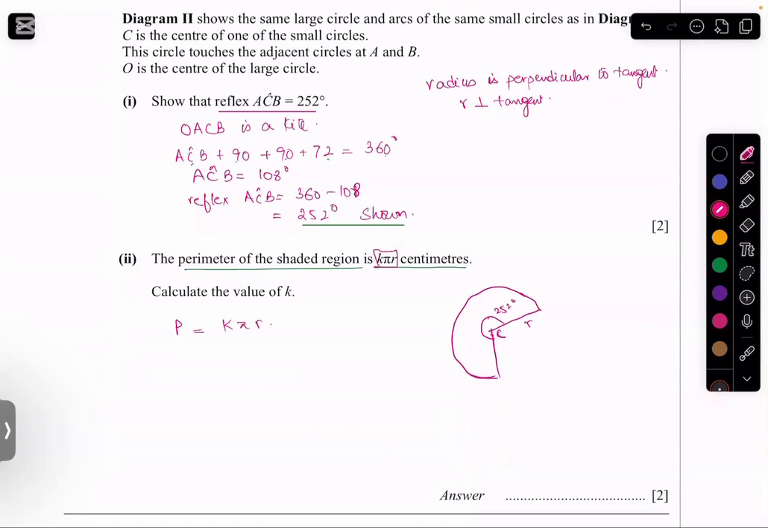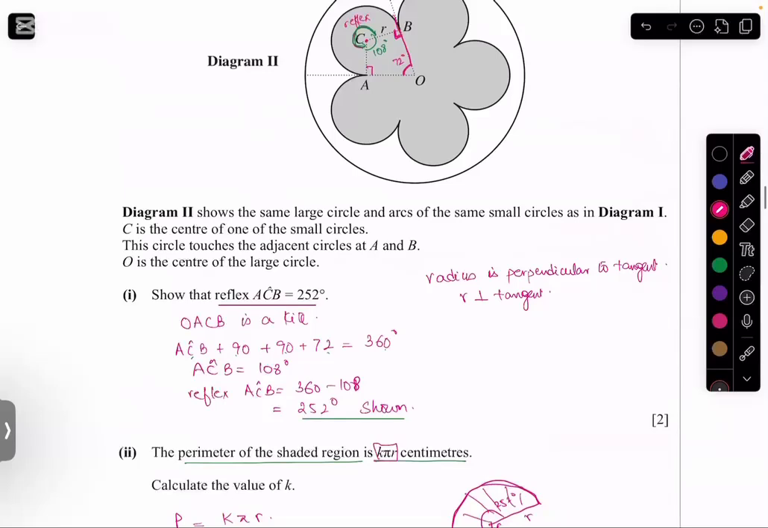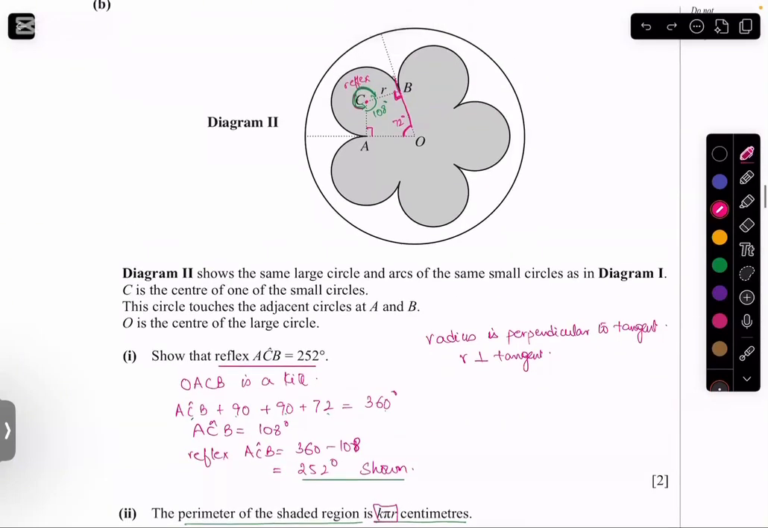And from here, if I look at this, this is what I need to find out. This is my perimeter of the shaded region. This part is shaded. I can see that this whole part is shaded. It's a flower which is shaded. But for the perimeter, I need only this, which is the arc length here.